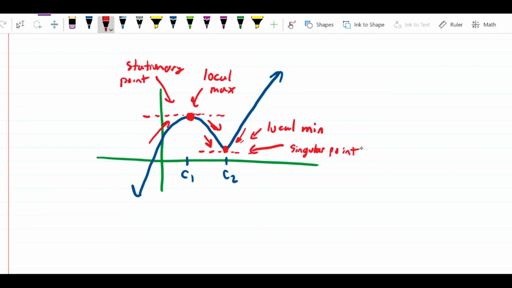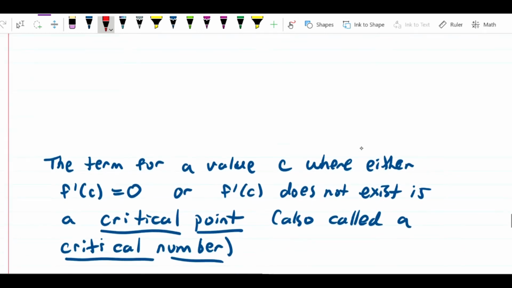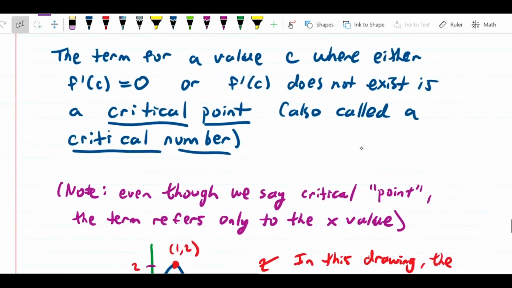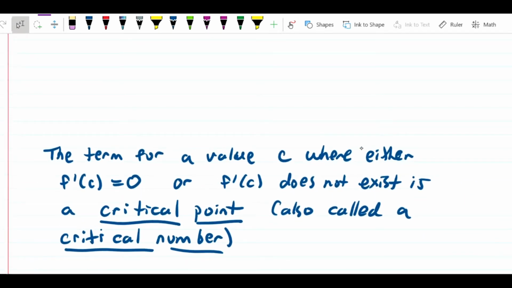So I've marked these as C1 and C2, and there's a reason for that. It's because there's a special name for this type of point collectively. It's called a critical point. So the term for a value of c where either the derivative is 0 or the derivative does not exist is a critical point. Some textbooks will refer to this as a critical number, which is a term that I actually prefer, although I'll go with the Thomas textbook's language.